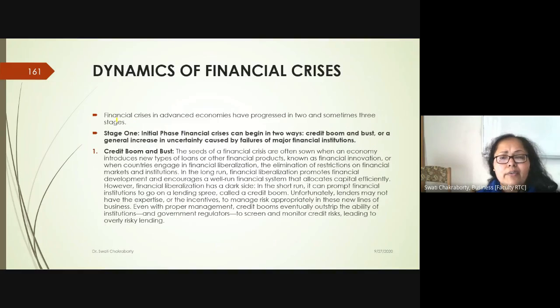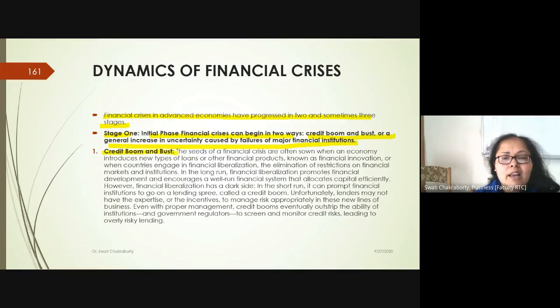So we will talk about financial crisis in advanced economies, right? How does it go about? It progresses in two steps, sometimes in three stages. So generally, we will talk about three stages. Stage one, the initial phase: financial crisis can begin in two ways, either through a credit boom and bust, or a general increase in uncertainty caused by failures of major financial institutions.